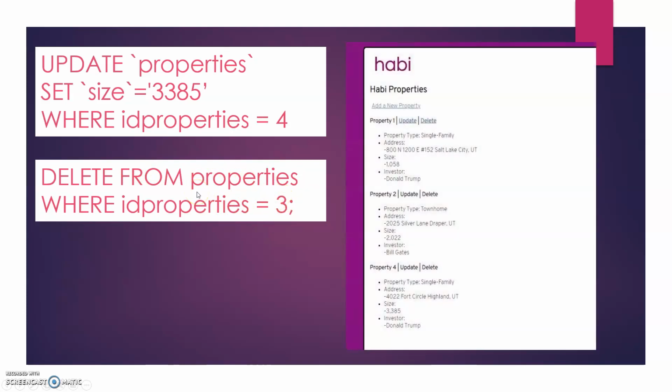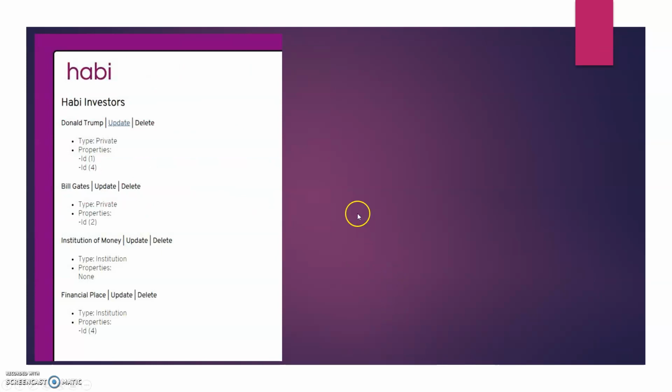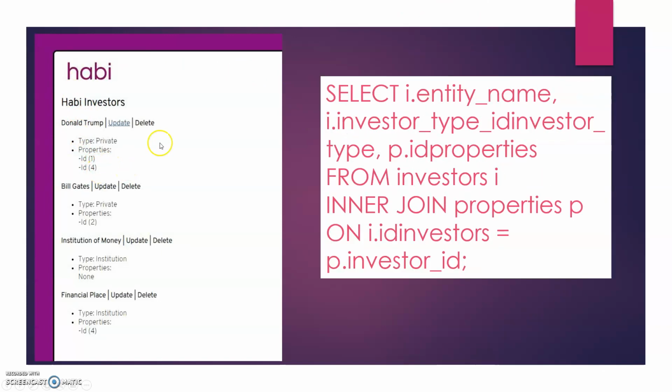So now let's take a look at what our new Habby properties view looks like. We have deleted property 3, so it's 1, 2, 4, and there's no more property 3. And we have updated the size of our property 4 to the correct size. So let's see what that did to our view of investors. Our join statement worked correctly. Let's pull that up one more time. Every time we run this page, it's querying this select statement.